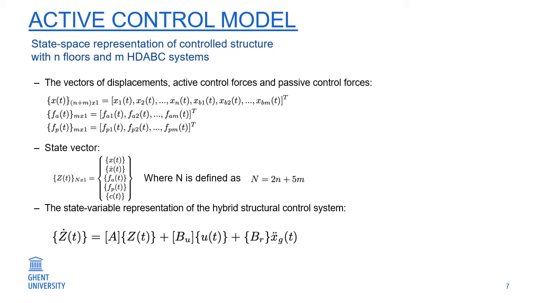This is because there are n plus m elements in either x of t and x dot of t, and m elements in either fa of t, c of t, and fp of t. So we now obtain the state variable representation of the hybrid structural control system as defined in the slides.